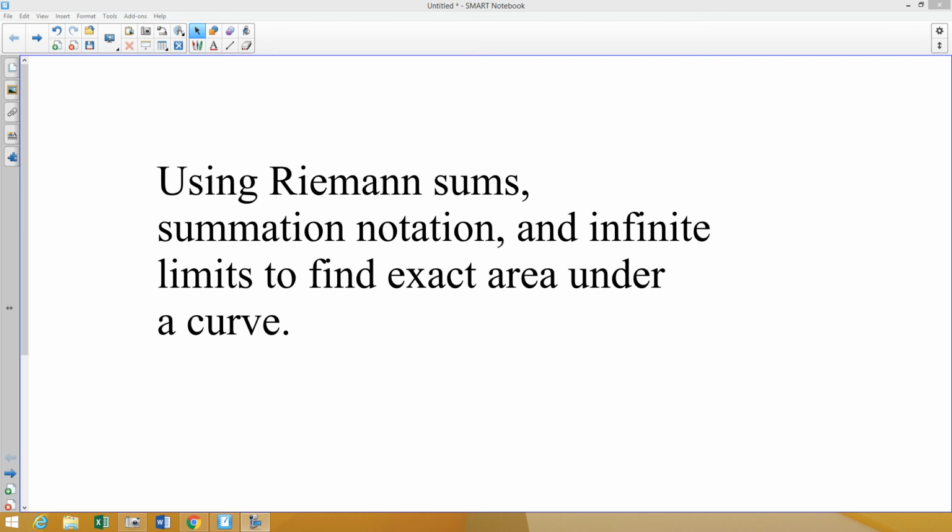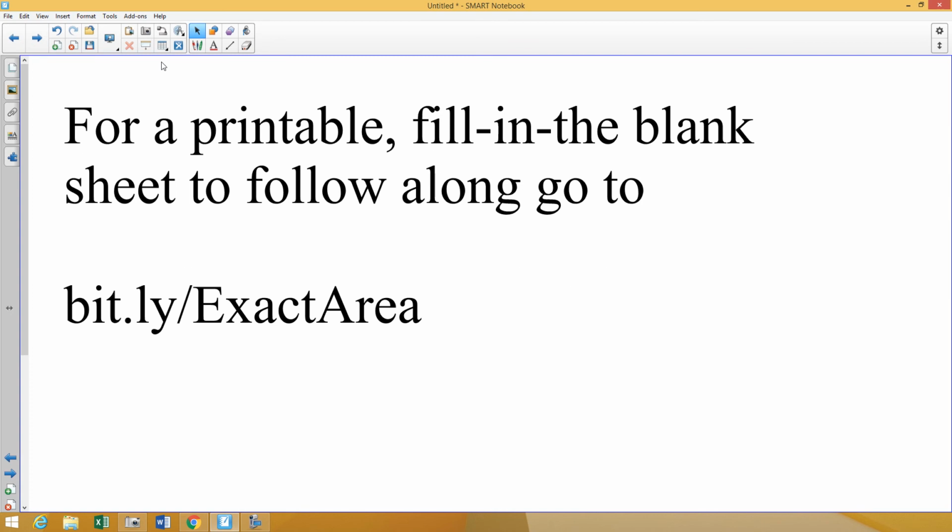Okay, so we're going to look at using Riemann sums and expanding that along with some summation notation and infinite limits to find exact area under a curve. Riemann sums generally is used for approximations, but it can be tweaked quite a bit to find an exact area.